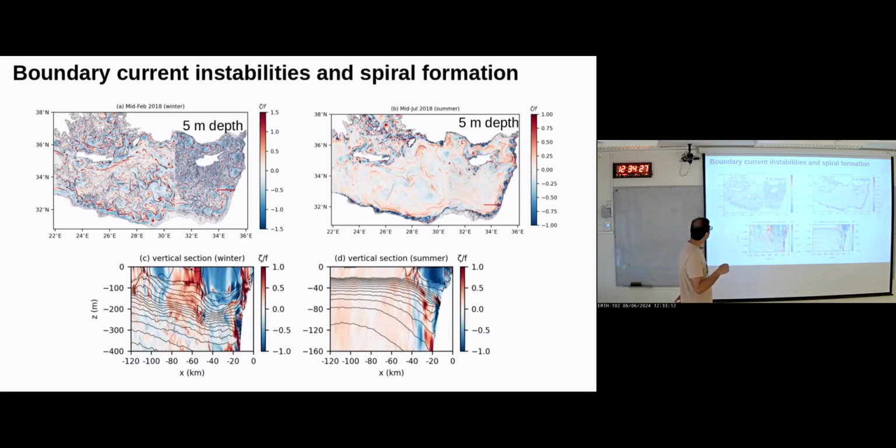This top left figure shows a composite vorticity map from the 1 kilometer and 300 meter solutions. And here we see nice spirals forming along the eastern boundary. As we saw in the movie, these spirals are in fact formed throughout the basin.